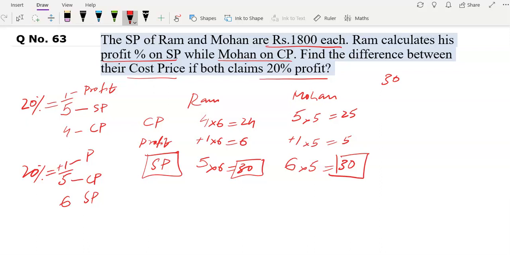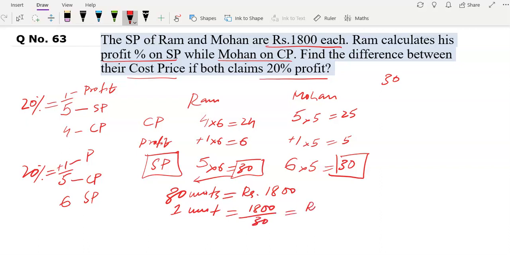And the question says the SP of Ram and Mohan are rupees 1800 each. So that means this 30 units is SP. So 30 units represents how much? 1800 rupees. So 1 unit will represent 1800 divided by 30, which is rupees 60. So 1 unit represents rupees 60.